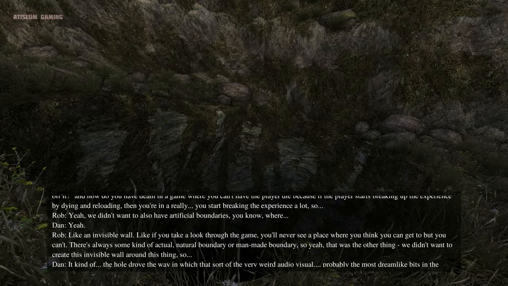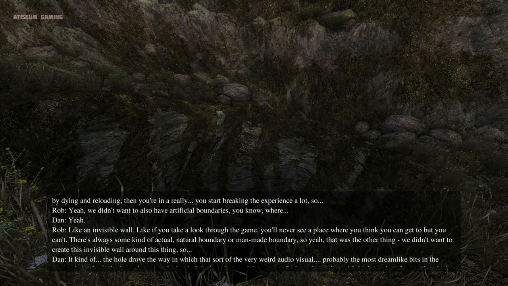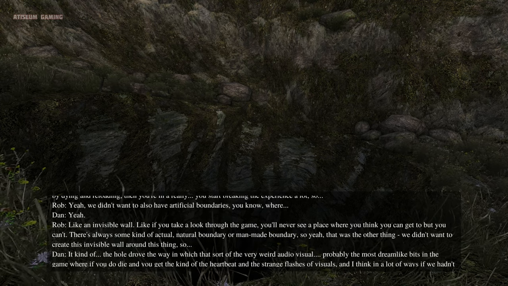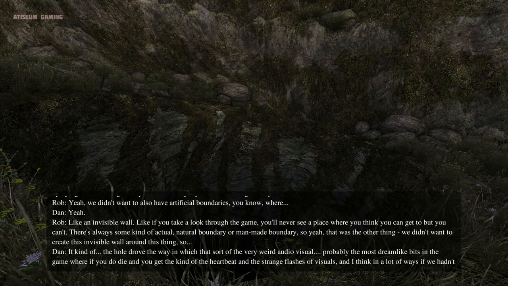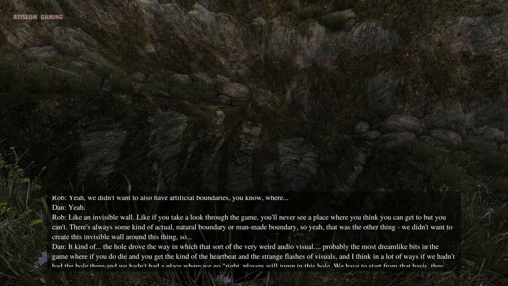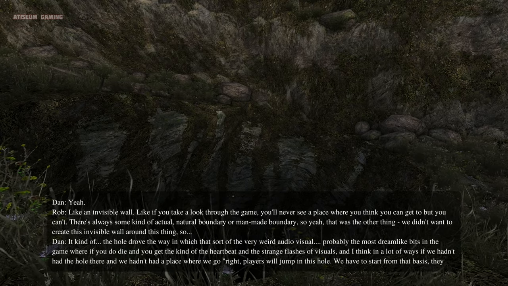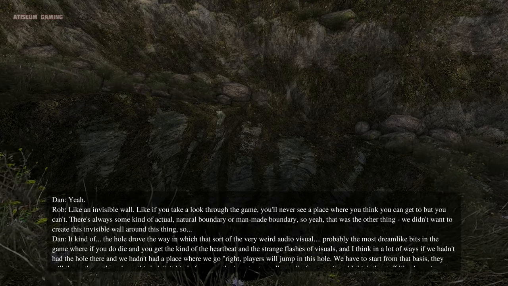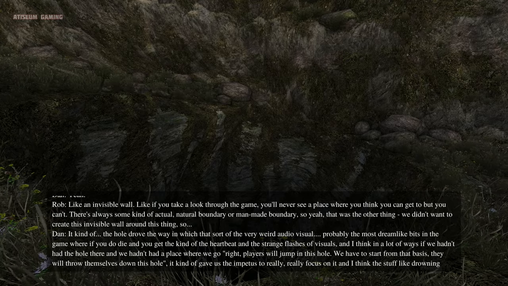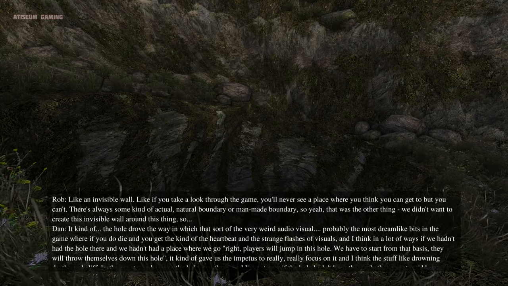Because if the player starts breaking up the experience by dying and reloading, then you start breaking the experience a lot. We also didn't want to have artificial boundaries, like an invisible wall. If you take a look through the game, you'll never see a place where you think you can get to, but you can't. There's always some kind of actual natural boundary or man-made boundary. That was the other thing. We didn't really want to create an invisible wall around this thing.